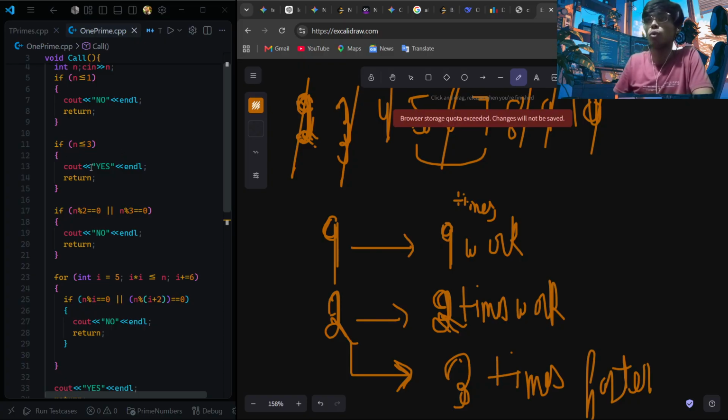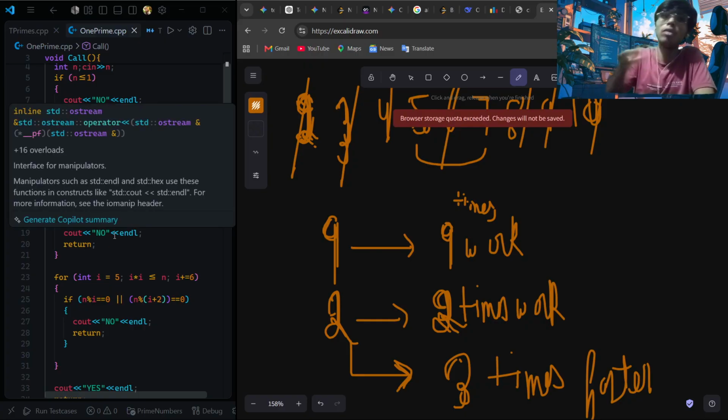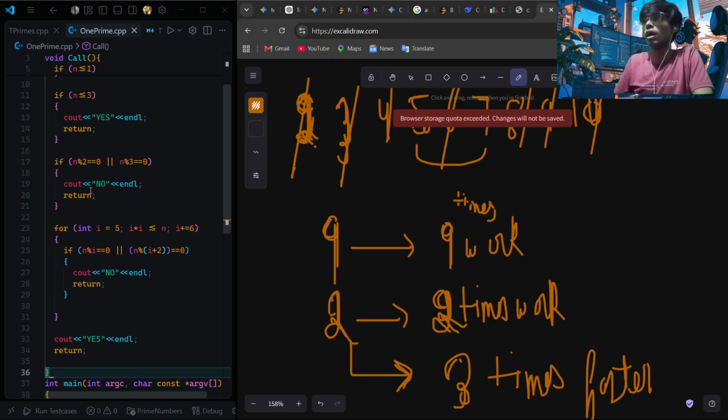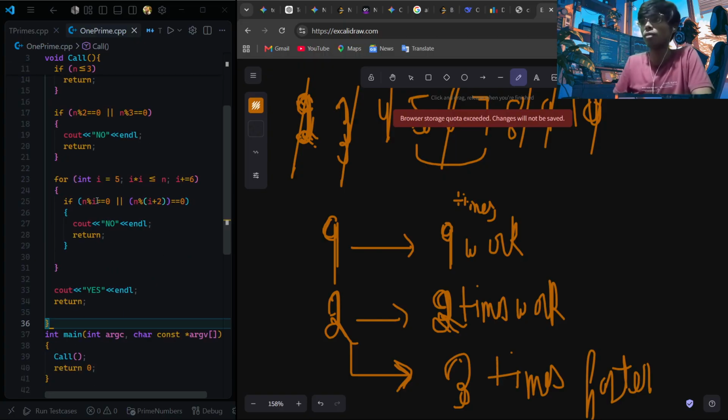So 2 and 3 will never come here, it means any other number will. And if any other number is divisible by 2 or 3, that number is not prime. If this condition is not passed, I have to check from 5 up to root n. And I will take a jump of what? I will take a jump of 6. So I will start with 5, go up to root n, and take a jump of 6.